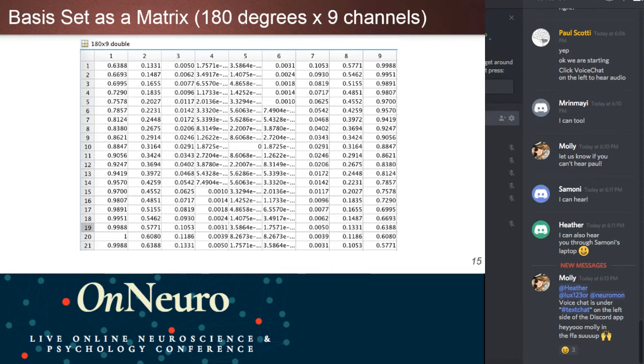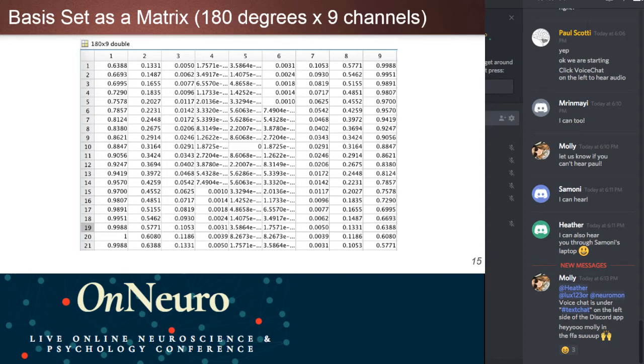You can see in this matrix that there are 180 rows. Each one of these rows corresponds to an orientation, so a degree of orientation. For instance, I said that 20 degrees was one of the possible orientations for the gabor. If you look at row 20, you can see that the first channel of the 9 columns, each column is a different channel or basis sinusoid wave that I showed.